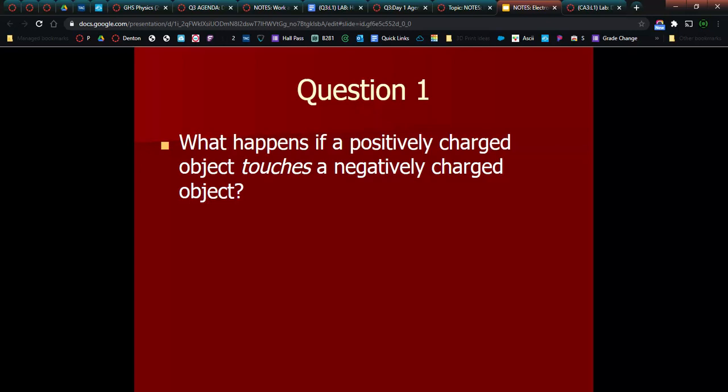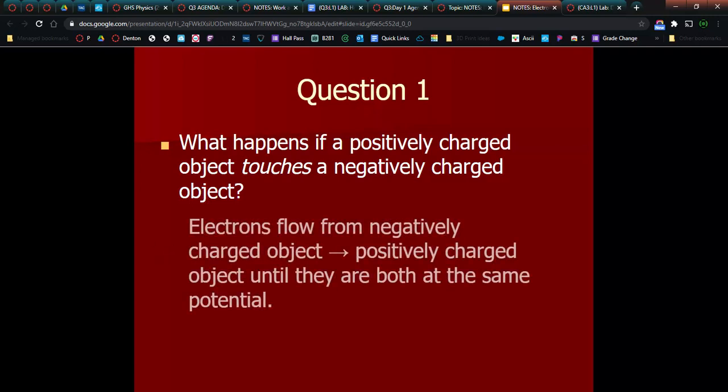From high concentration to low concentration. So which one has a high concentration of electrons? Negative pi. So that's physically what's happening. The electrons are moving from the negative end to the positive, right? And it says right here, the electrons will flow until they're at the same potential.